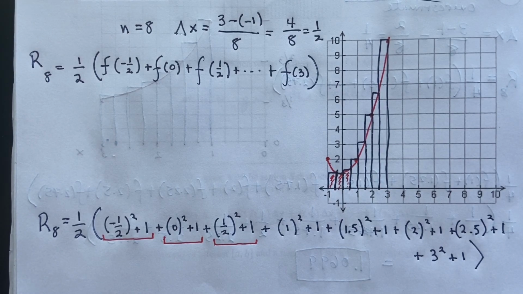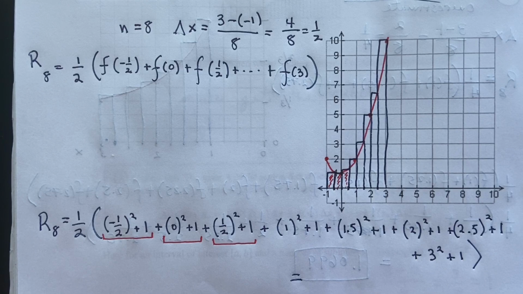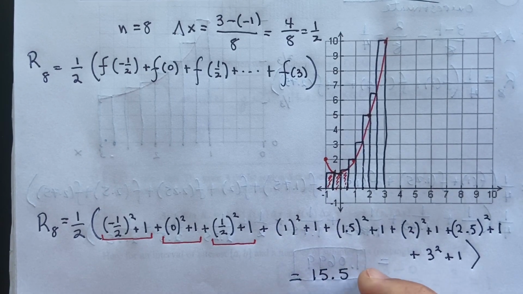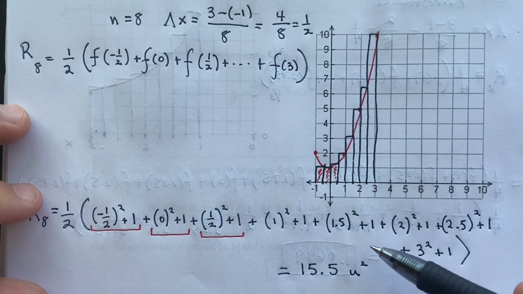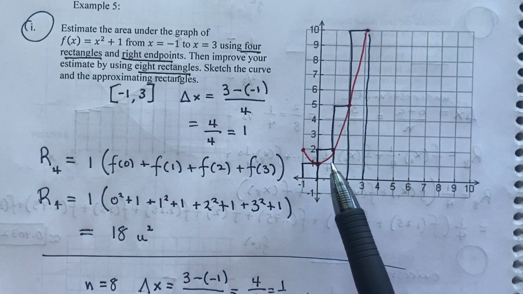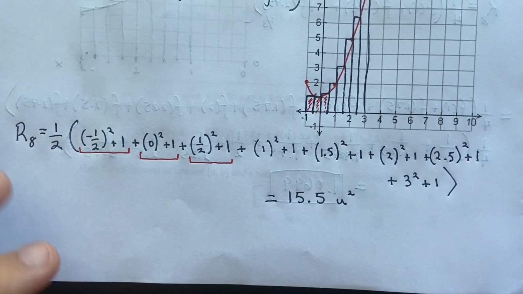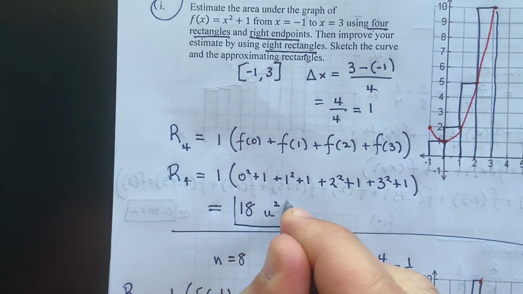Okay, so I got 31/2 or 15.5. Check me on that though. So 15.5, and that would be square units, and that is apparently closer to the true value. We got 18 before. That's more of an overestimate than this is, but this is still an estimate. Okay. Guess I forgot to box that.